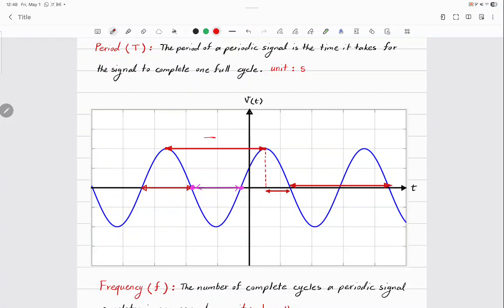This one, is this equal to the period? Why? Beginning all the way through one full cycle. Yes, it completes one full cycle of the function. So it moves from the positive peak to the next positive peak. That's why it's called one period.